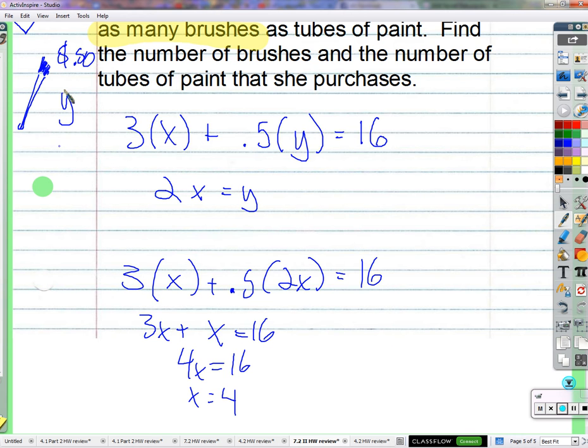Then how many brushes must we have bought? Well, we've already kind of recorded that information in this equation, right? 2 times x equals y. Awesome. I can just put it right there. Y equals 8. 4 tubes of paint, 8 brushes. I can tell you, there's just no way to get better at this than to practice a lot.